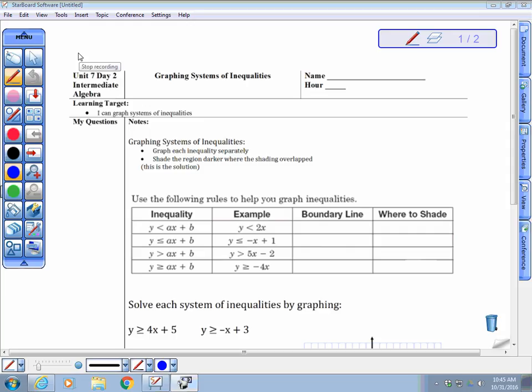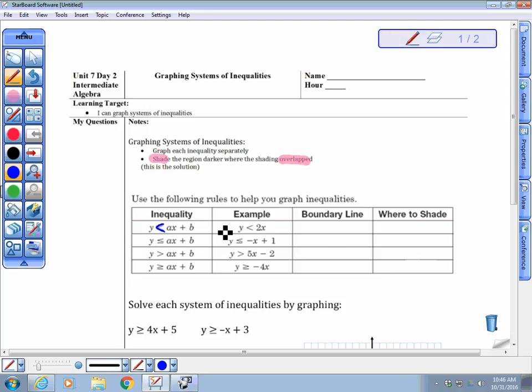All right, graphing a system of inequalities. That's your learning target of the day. You're going to graph each inequality separately first, and then you will shade the overlap, or the double shaded area, in most of these cases. So let's look at these things.